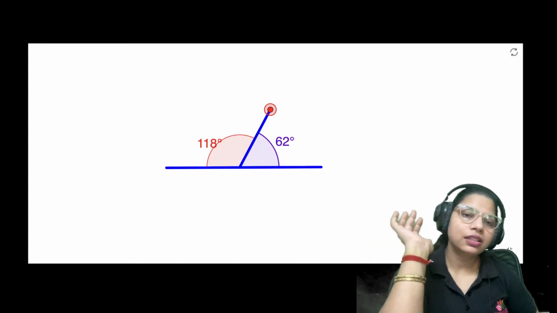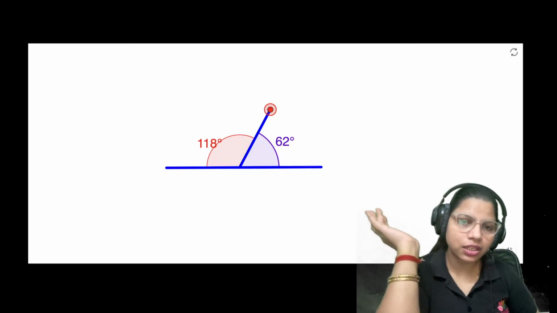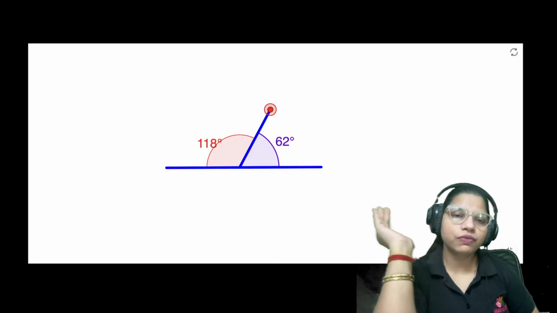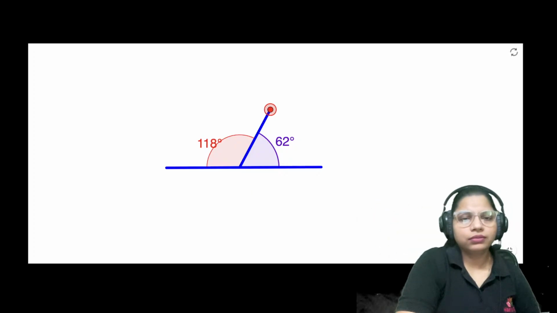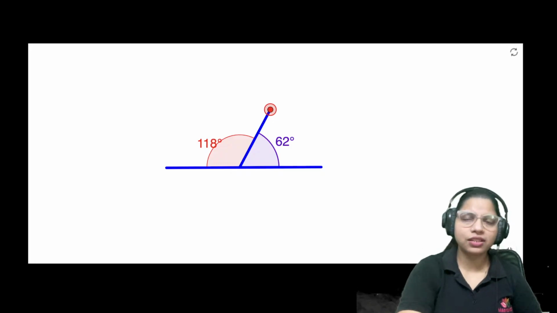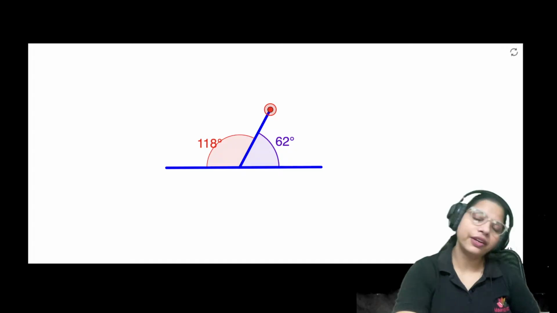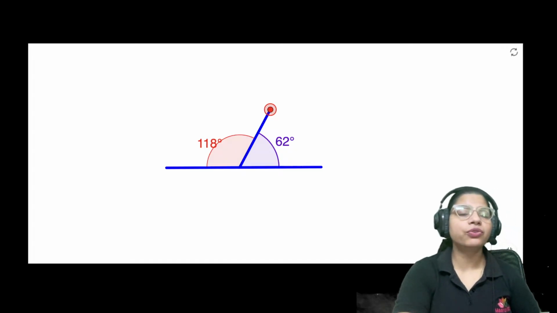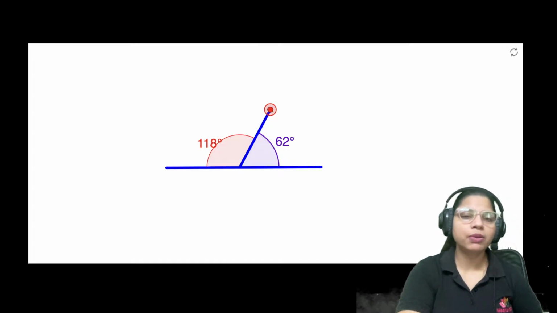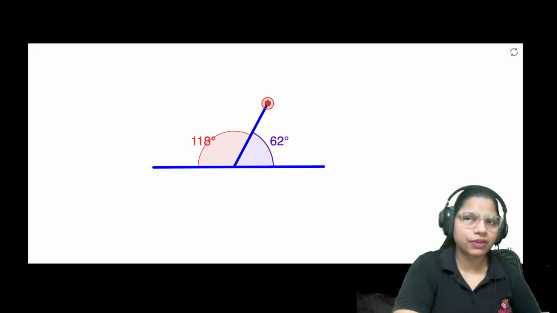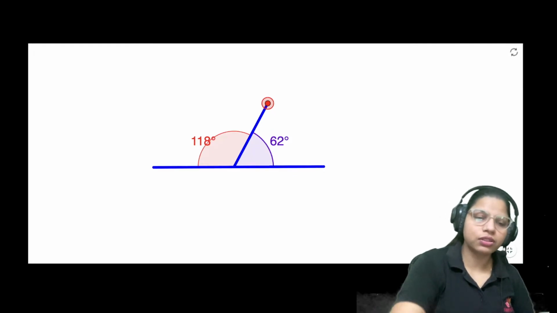Supplementary has S as the initial letter, so S goes with the larger one. Like that. Whatever makes sense to you. The angles on a line make a straight angle. Supplementary is straight. So S for supplementary, S for straight, and straight is always 180 degrees. You can think like that also.